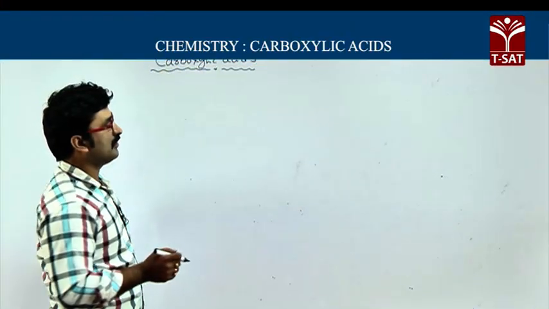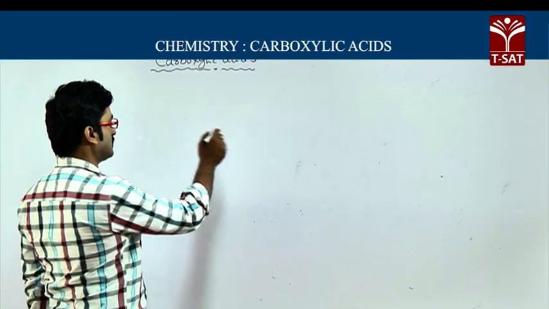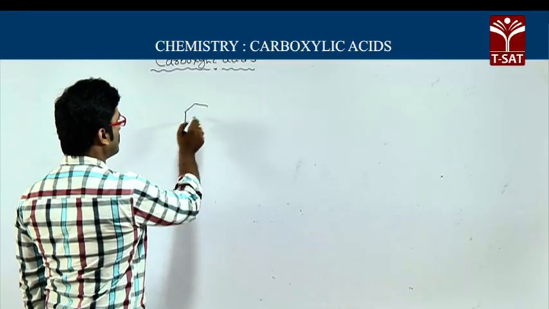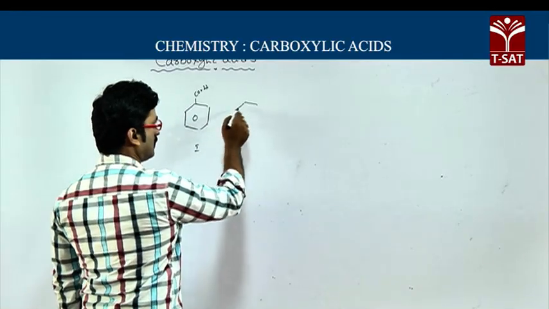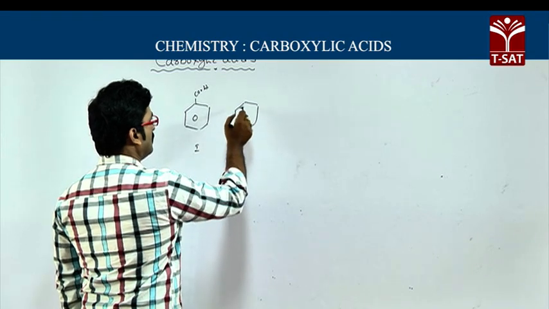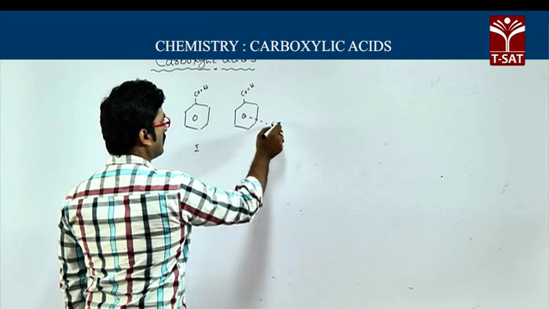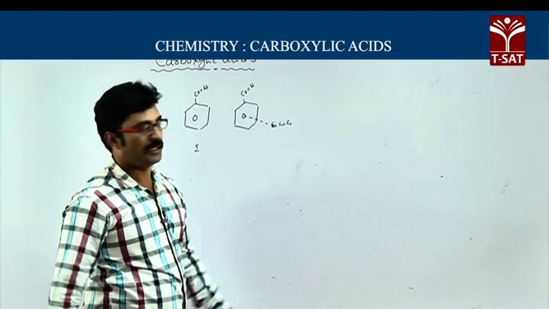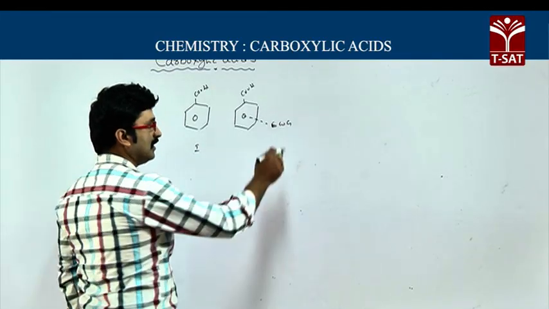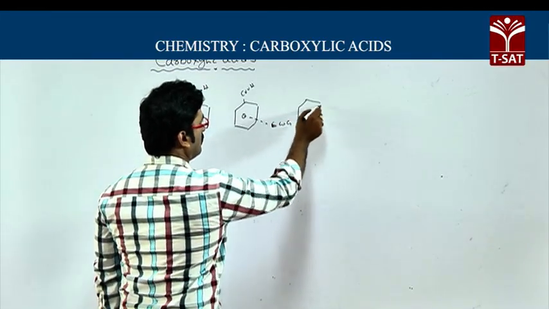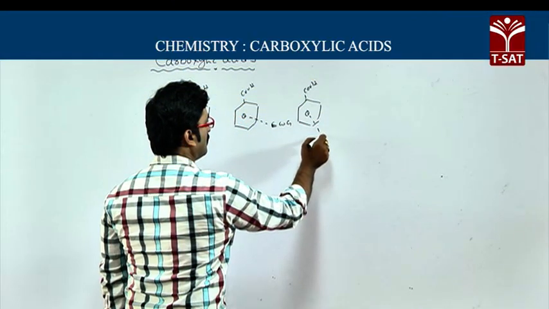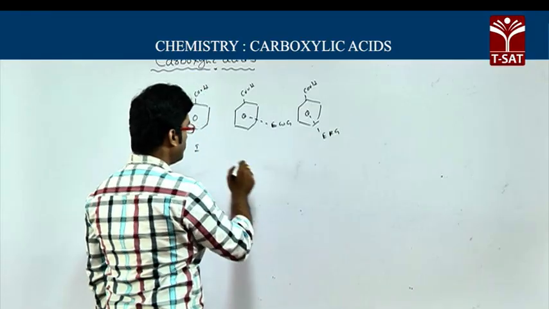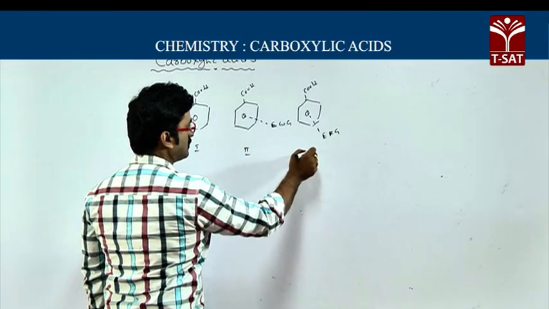Now, acidic nature of aromatic carboxylic acids. Say I have taken benzoic acid. Say this is benzoic acid, and here the benzoic acid having an electron withdrawing group, and benzoic acid having an electron releasing group. Say this is 2 and this is 3.